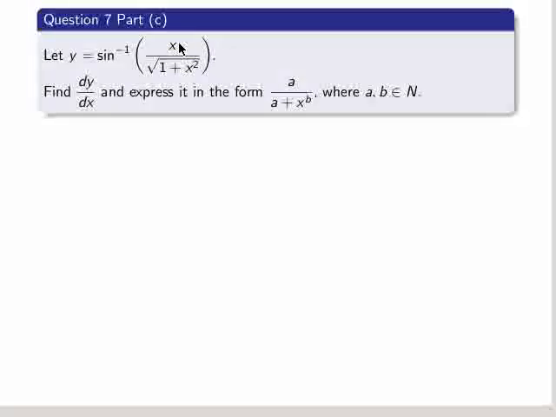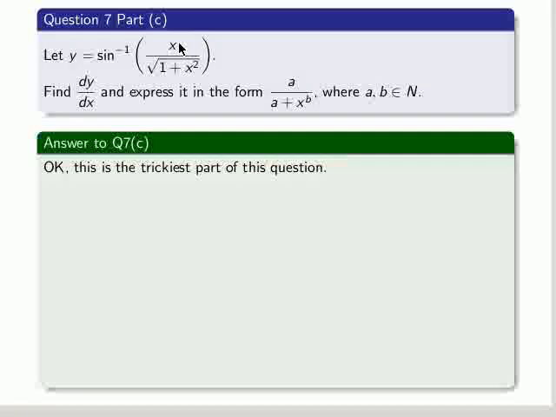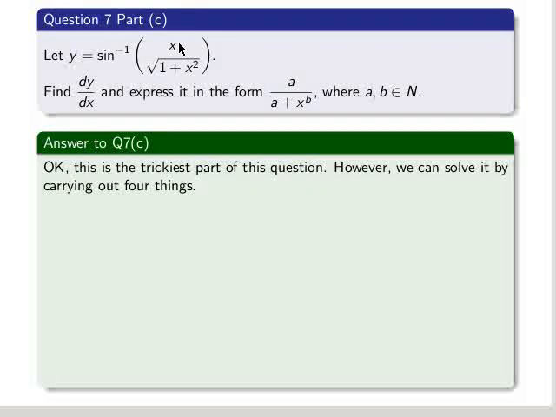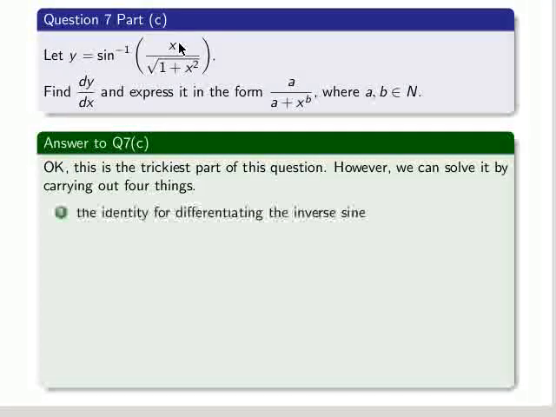So now we move on to the meatier or crunchier part C. We're given inverse sine of a complicated argument, x over the square root of 1 plus x squared, and we have to differentiate it with respect to x and produce a certain form. Okay, this is the trickiest part of the question. However, we can solve it by carrying out 4 things.